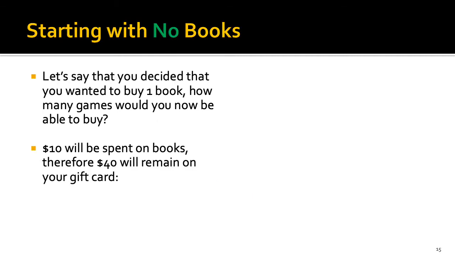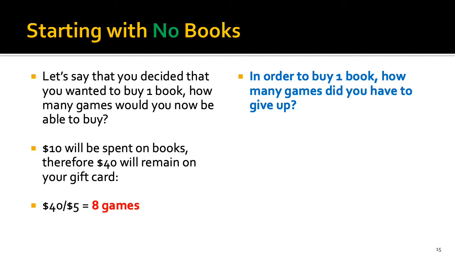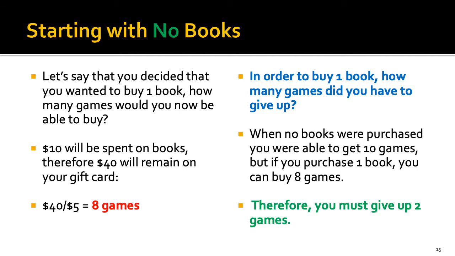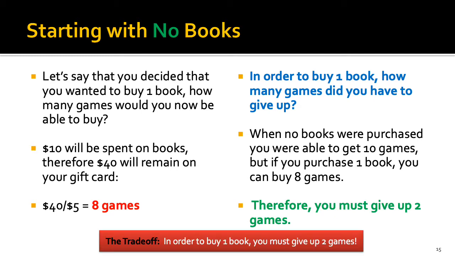So $10 will be spent on the book. We will have $40 remaining on the gift card, and with that $40, with each game being $5, we can buy 8 games. So in order to buy 1 book, how many games did you give up? Well, before you bought a book, you were able to buy 10 games. Now you buy 8, so you gave up 2 games. So therefore, you must give up 2 games in order to buy 1 book. So this is our trade-off. So when you go from the point where you have 0 books to 1 book, initially you start with 10 games and you have to give up 2 in order to be able to purchase that book. That's your decision trade-off.